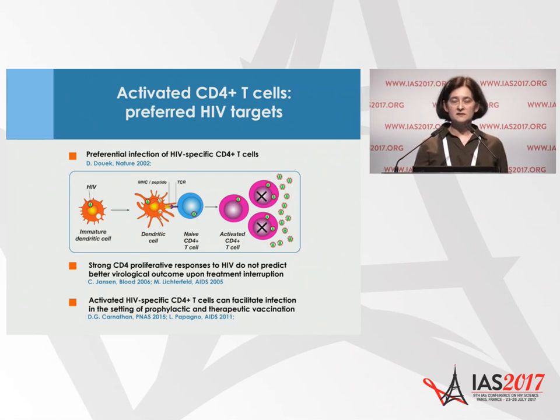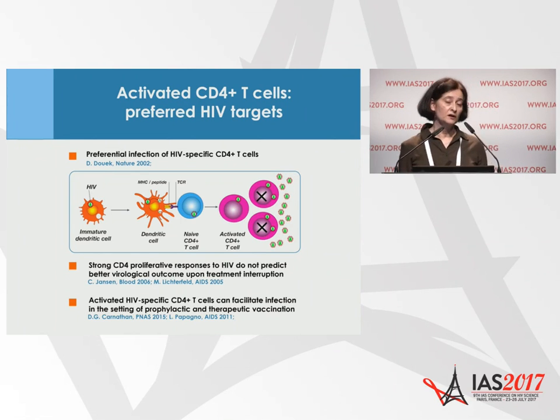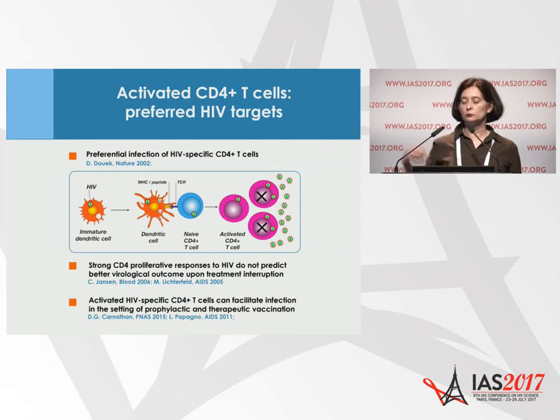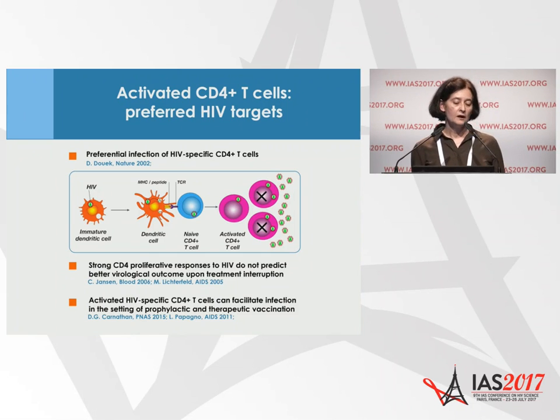There is evidence that CD4 T-cell responses are impaired very early on in primary HIV infection. So if one treats HIV-infected patients very early, CD4 proliferative responses can be maintained. However, upon treatment interruption, in most cases, the virus will rebound, and there's no correlation between the CD4 proliferative responses and the delay to rebound.